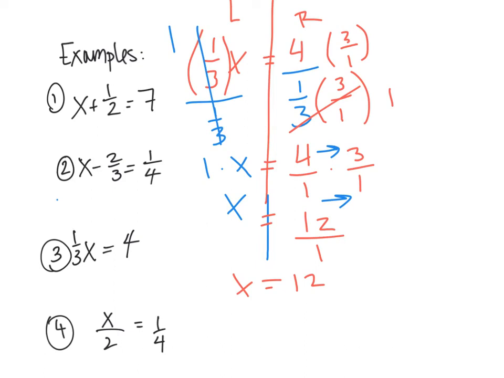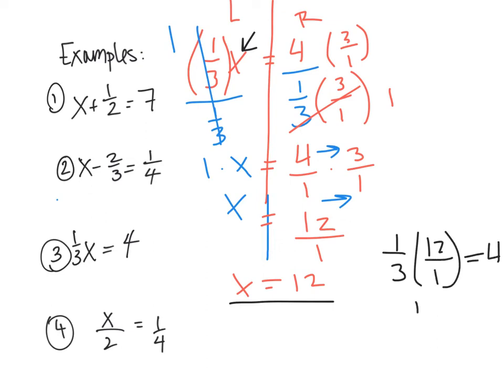Okay, again, I want to check my answer, so I'm going to plug in 12 for x up here. So I have 1/3 times 12 equals 4. I'm going to put that over 1. So 12 over 3, because 1 times 12 is 12, and 3 times 1 is 3. And 12 divided by 3 is indeed 4. So yes, I have successfully solved for x.